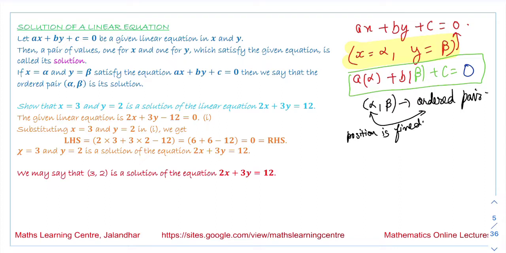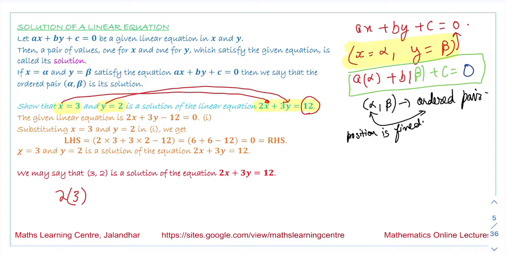Similarly, we have an example over here. The question is, show that x is equal to 3 and y is equal to 2 is a solution of this equation. What we have to prove is that if we put x is equal to 3 and y is equal to 2 in this equation, then the answer will be 12. So we are showing that it is 2 into 3, in place of x we are writing 3. Next we have plus 3 into y is 2. So we have substituted this 2 over here.